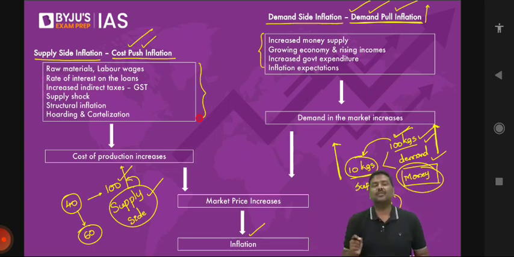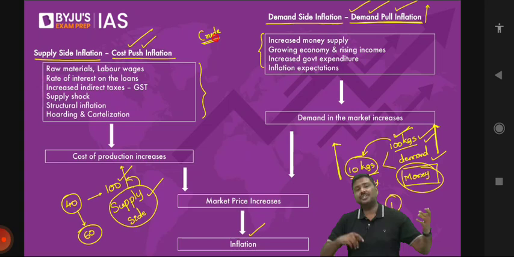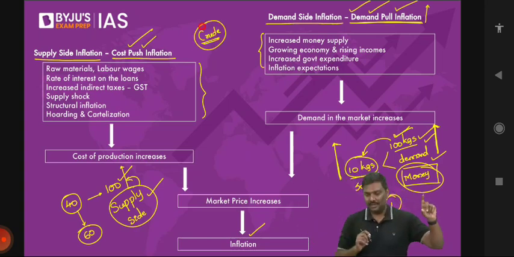Now let me ask you a simple question. Think of it and answer. What if the crude oil prices go up? Will it cause supply side inflation or demand side inflation? That is, is it cost push or demand pull? I'll repeat it. If the crude oil prices go up, is it cost push or demand pull? Right? It is a cost push.